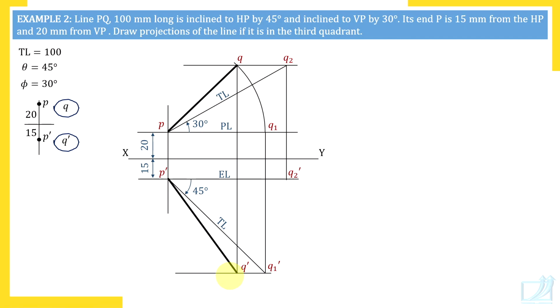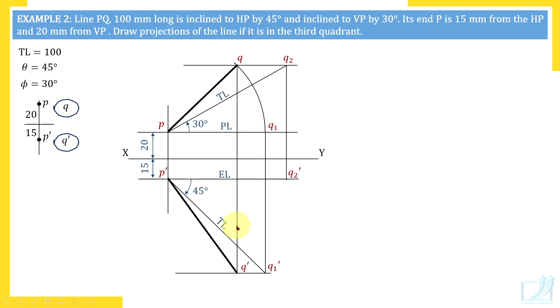It's that simple. PQ is the top view of this line PQ in the given position, and P dash Q dash is the front view. Draw projections of line PQ means draw the top view and front view of the line. In your drawing, only these two lines must be dark, PQ and P dash Q dash.